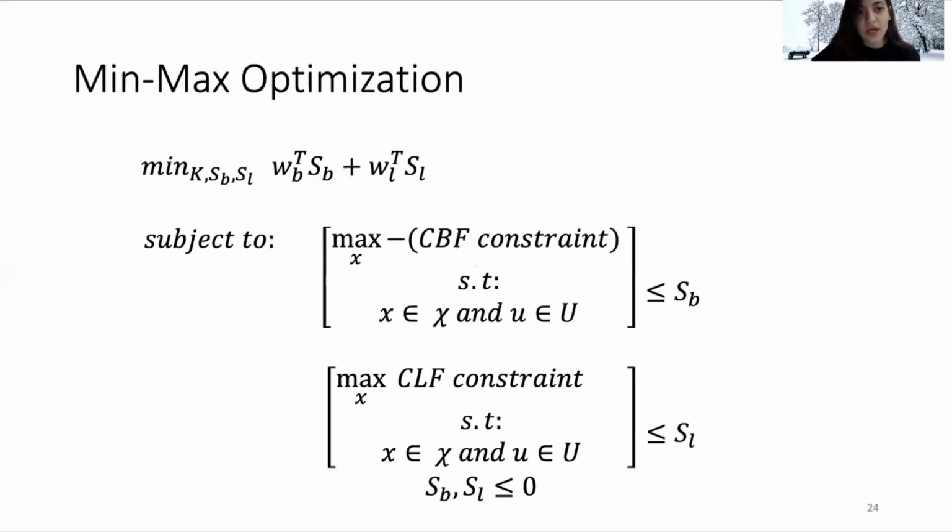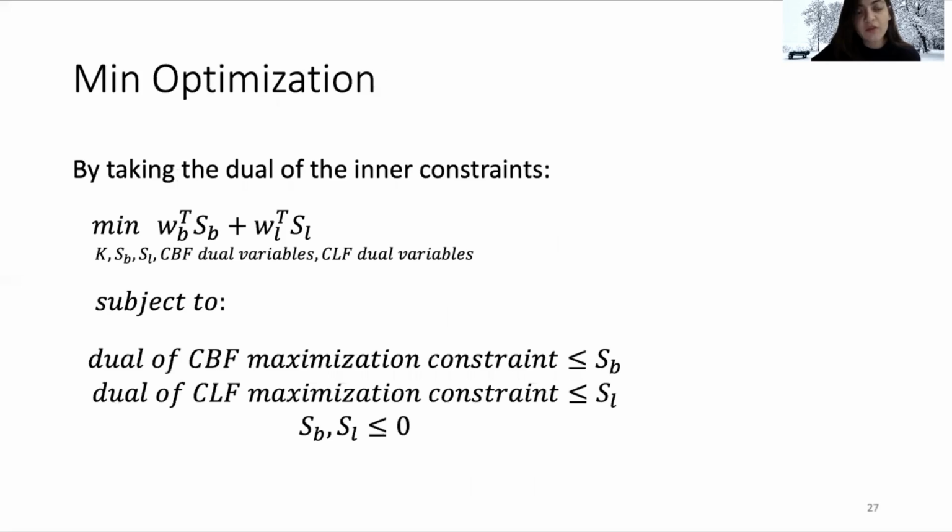To do so, we form a min-max optimization problem, and we have the CBF constraints and CLF constraints in the form of a maximization problem. We convert the min-max optimization problem to a minimization problem by forming a dual of the CBF and CLF constraints. By solving this minimization problem, we can find a robust controller.